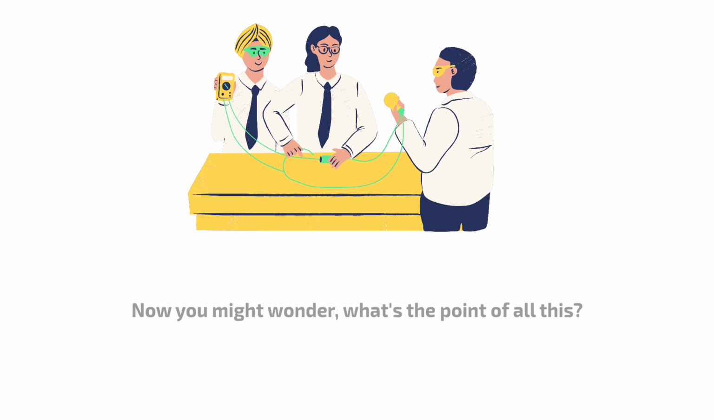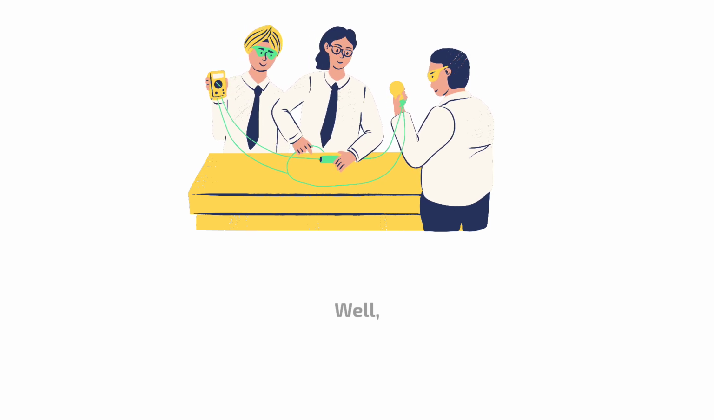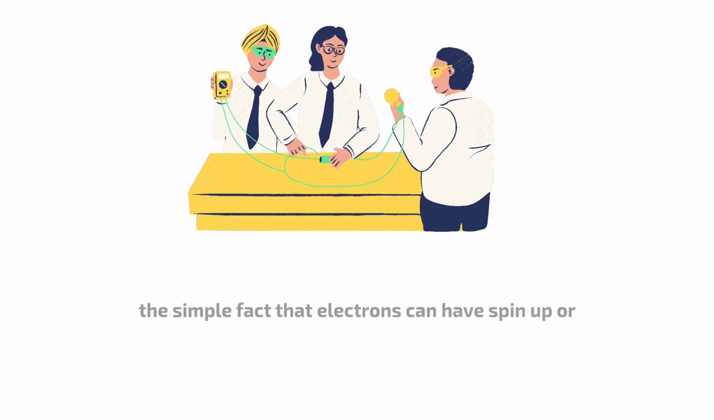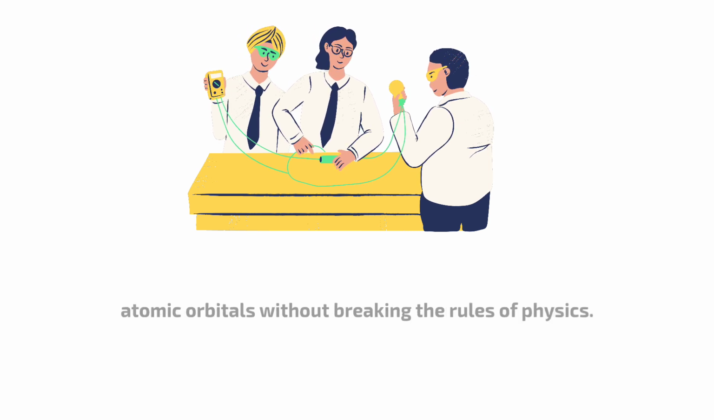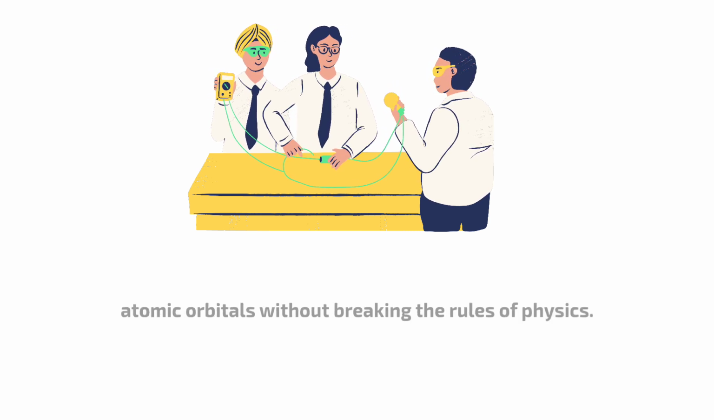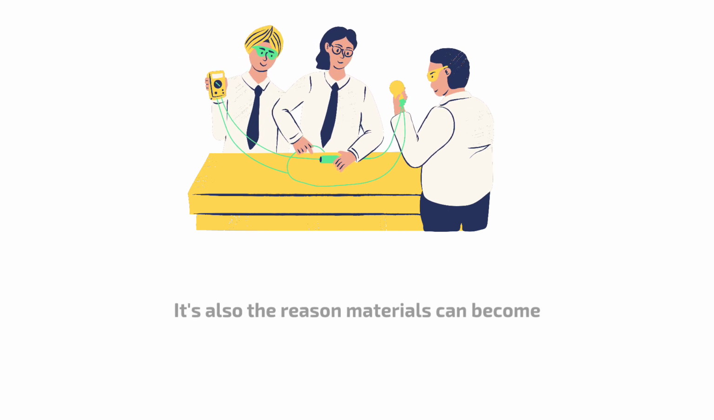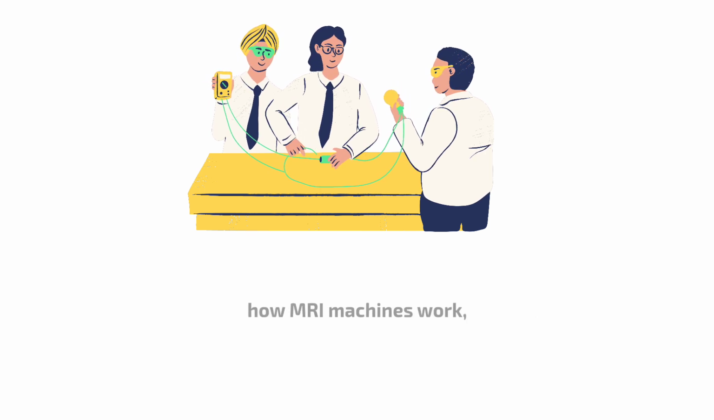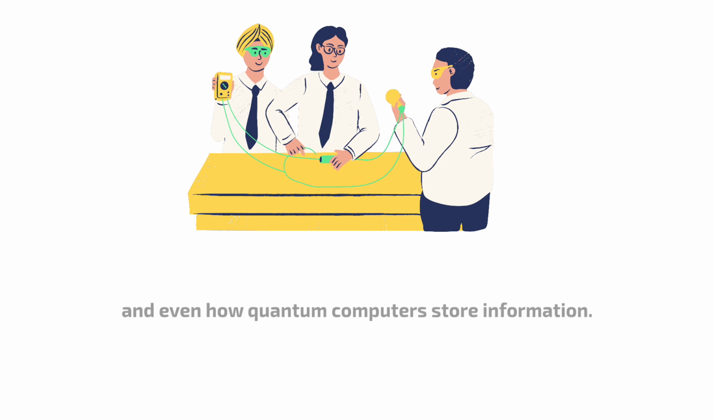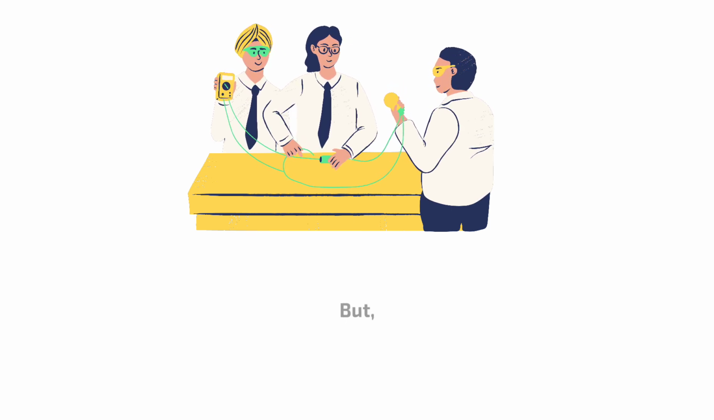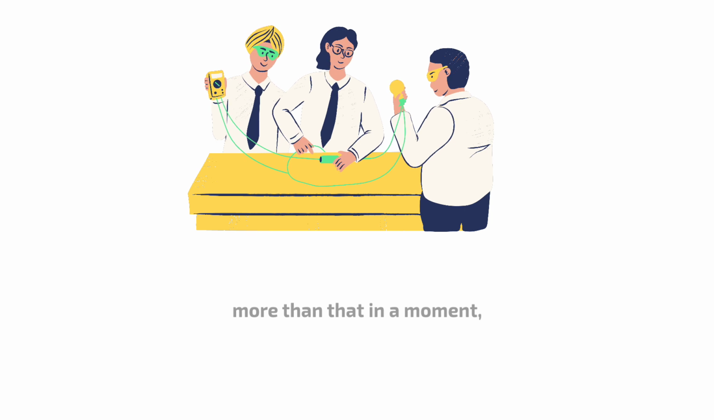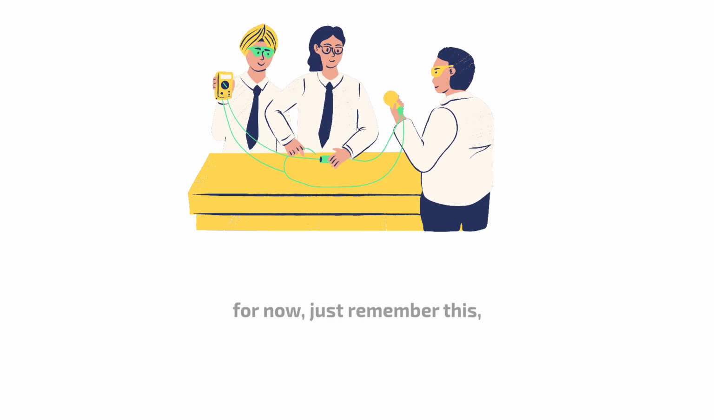Now you might wonder, what's the point of all this? Well, the simple fact that electrons can have spin up or spin down is what allows them to share atomic orbitals without breaking the rules of physics. It's also the reason materials can become magnetic, how MRI machines work, and even how quantum computers store information. But more on that in a moment. For now, just remember this.